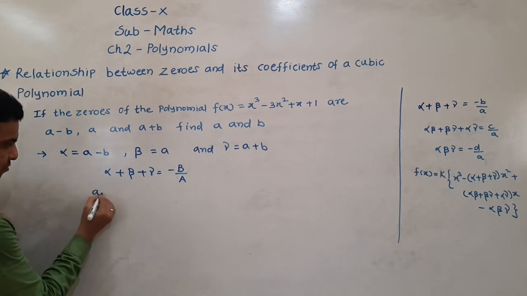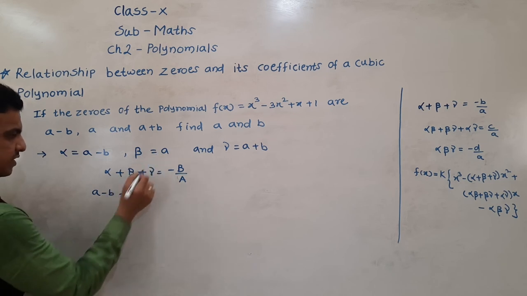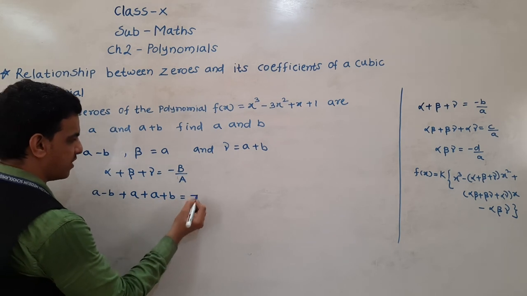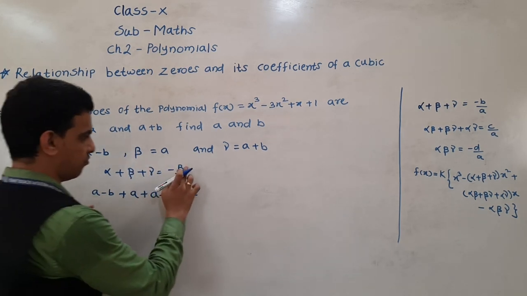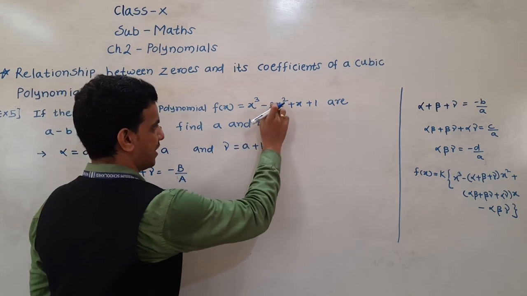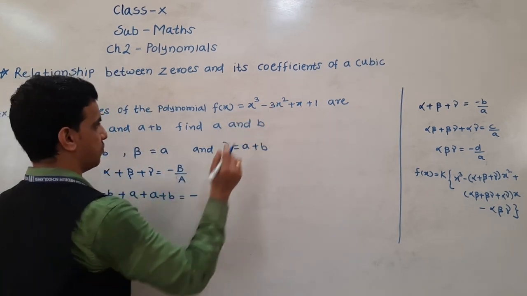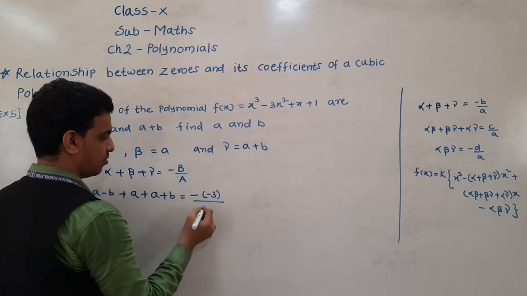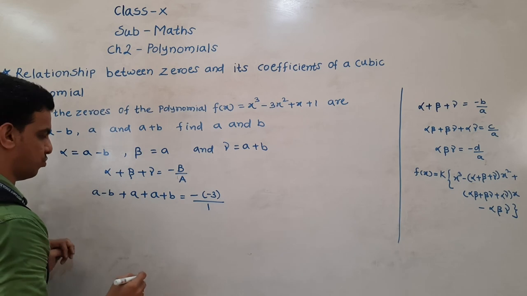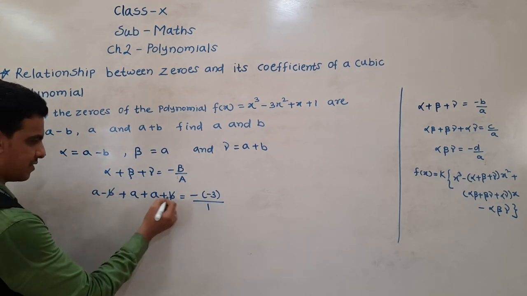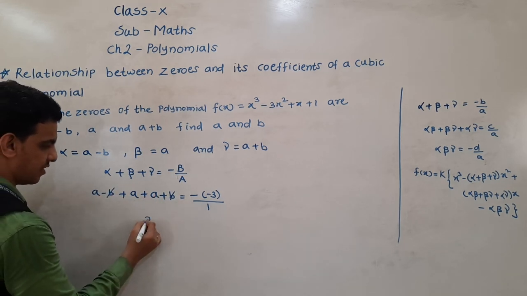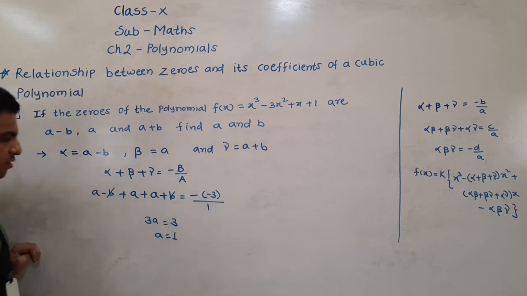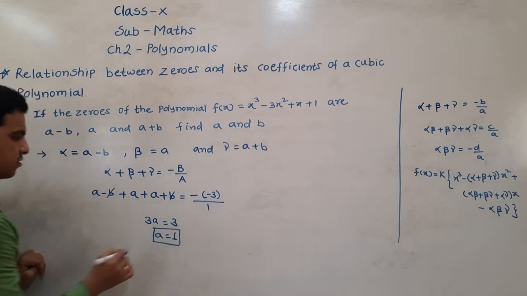So alpha is a minus b, plus beta is a, plus gamma is a plus b, is equal to minus B by A. So the value of B is minus 3. This B is the coefficient of x square. So minus 3 upon the value of A is 1, that is the coefficient of x cube. So here minus b plus b cancel, a plus a plus a, that is 3a, is equal to 3. So a is equal to 1. Okay, so we get the value of a is 1.